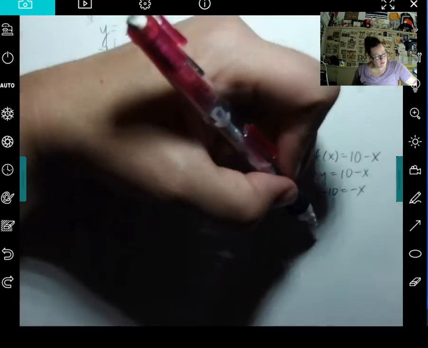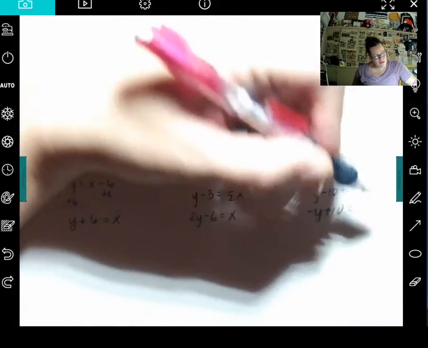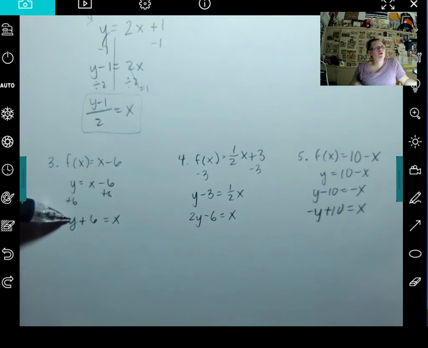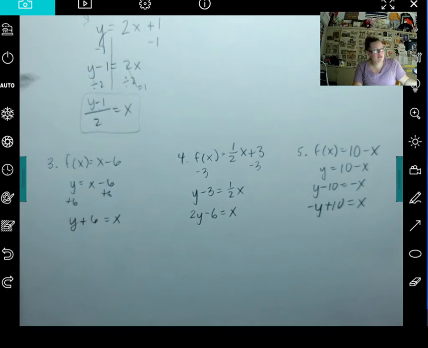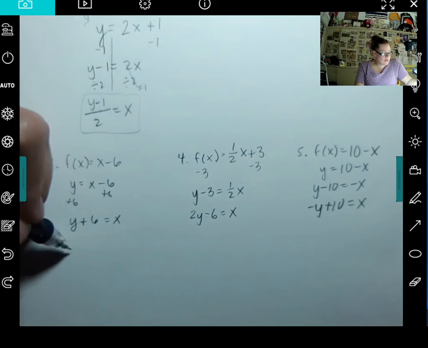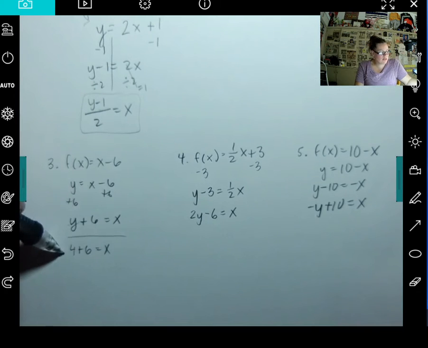Can't have a negative variable, so we switch the signs of everything. Negative y plus 10 equals x. And that's our inverse functions. So then the next part of this problem in the book said to evaluate it when the output is 4. So they want us to plug 4 in for y for all 3 of these and see what outcome we get. So if we substitute a 4 in here for y, 4 plus 6 equals x. 4 plus 6 is 10, so x would just be 10.